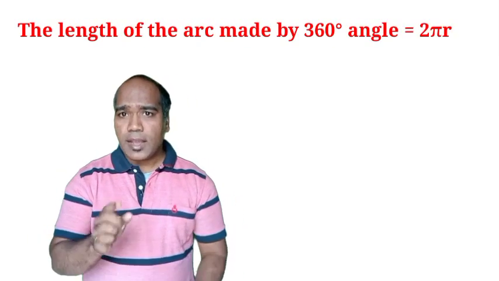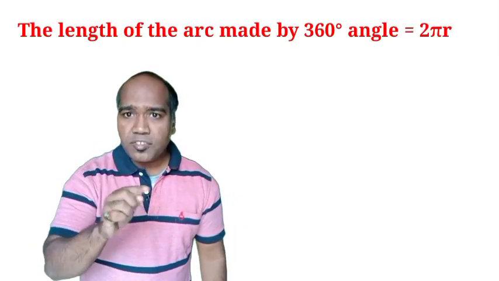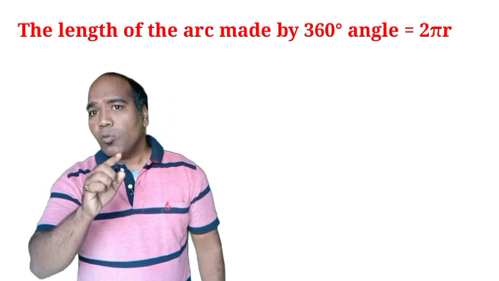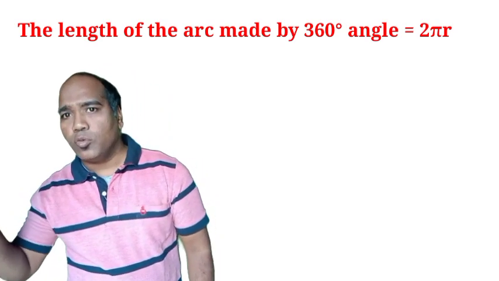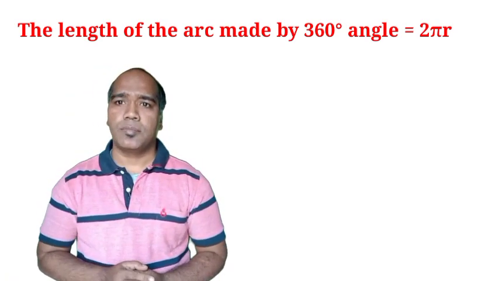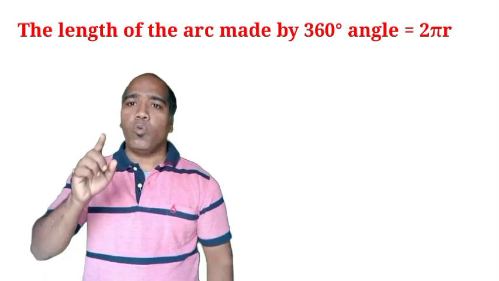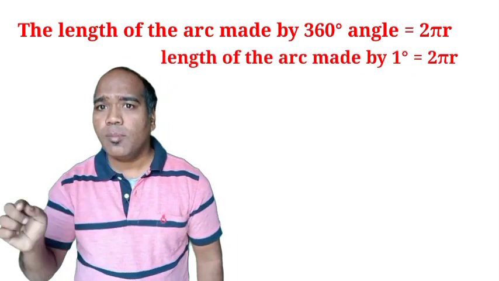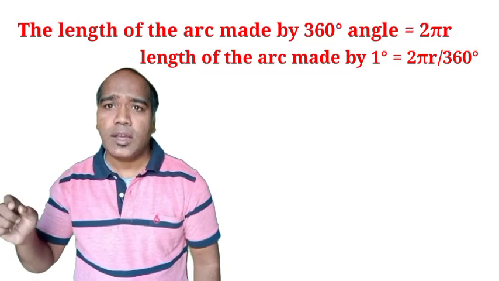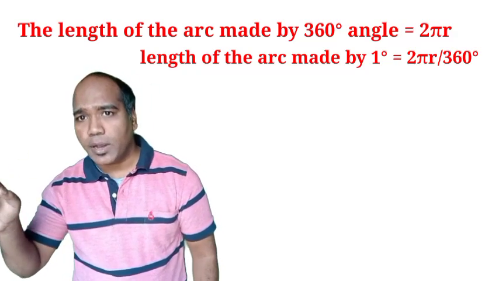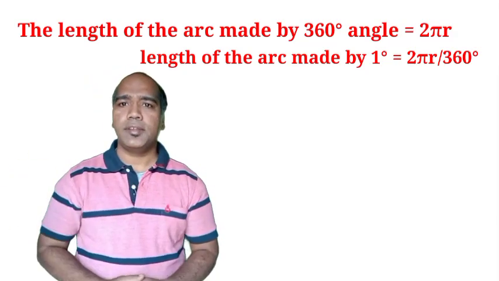So let's see how we can find it using the unitary method. We'll use here that for a 360 degree angle, the length is 2 pi r. So a 1 degree angle will make what length of the arc? It will be 2 pi r by 360.